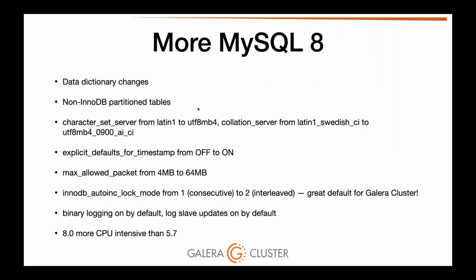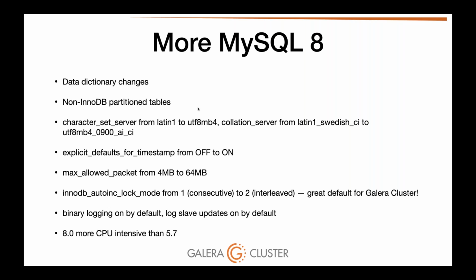The data dictionary has changed. You can't use partitioning unless you're using InnoDB, but you should really only use InnoDB if you're using Galera. Character sets have switched from Latin 1 to UTF-8 MB4. The collation from Latin 1 Swedish CI to UTF-8 MB4 as well. Something that may trip up your application is explicit defaults for timestamp is now set on by default. Max allowed packet is 64 megabytes by default.